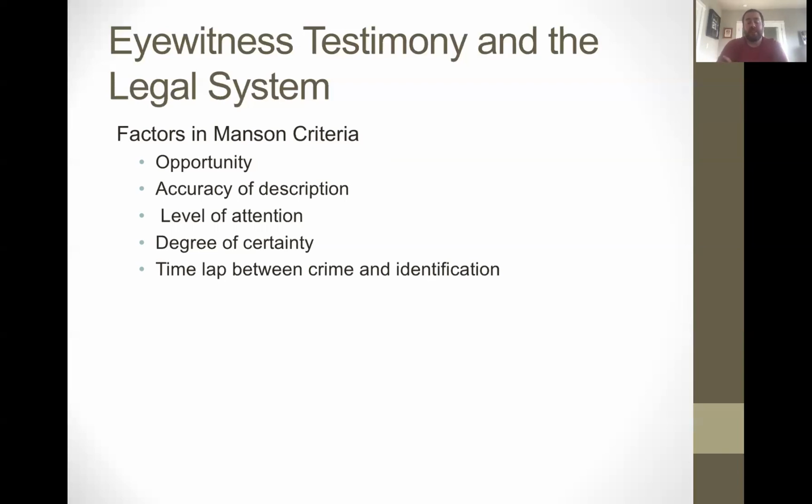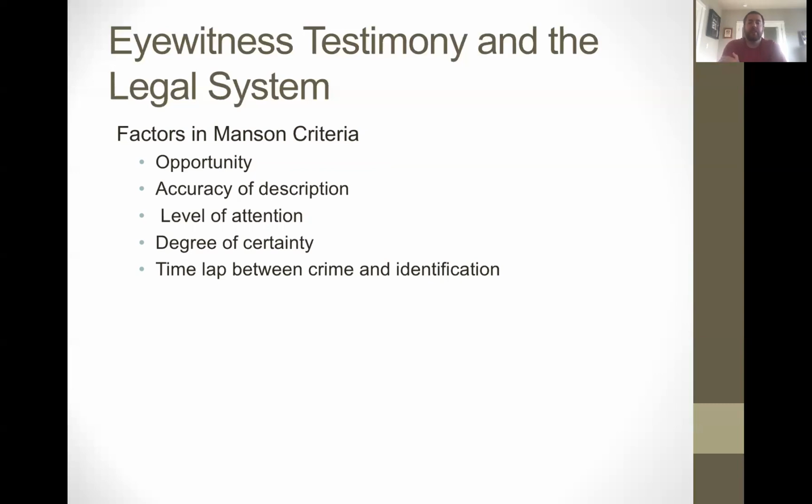And is there documentation that you had the opportunity, whether that is police reports that were filed at the instance of the crime, or documentation? Maybe your place of employment got robbed. Is there a time card to support that? Yes, you were in fact working that day, and surveillance footage that shows yes, you were actually around the suspect.